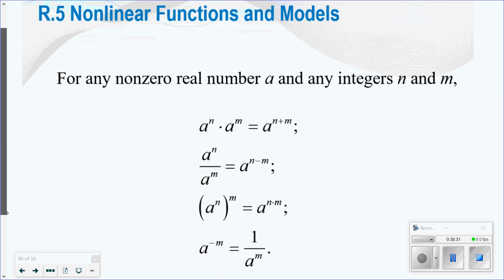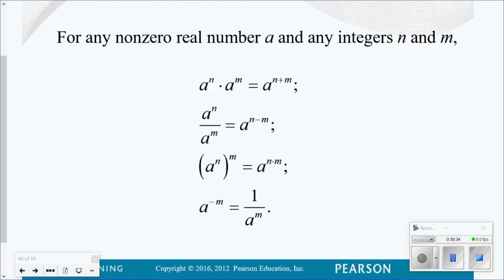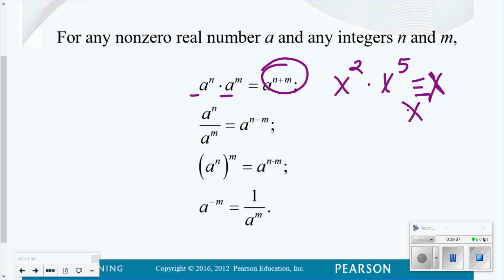All right, a few other things you need to know are these properties of exponents. So when I have two like bases with different exponents and I am multiplying the bases, we add the exponents together. So for example, x squared times x to the 5th is x to the 7th, if I can get my pen to write. Okay, so that should say x to the 7th.